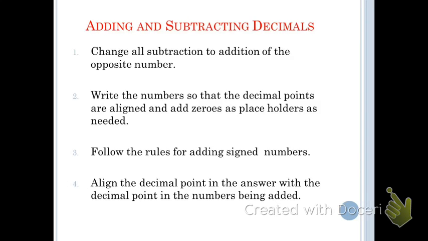When we're adding and subtracting decimals, 1. Change all subtraction to addition of the opposite number. 2. Write the numbers so that the decimal points are aligned and add zeros as placeholders as needed. 3. Follow the rules for adding signed numbers. And 4. Align the decimal point in the answer with the decimal point in the numbers being added.